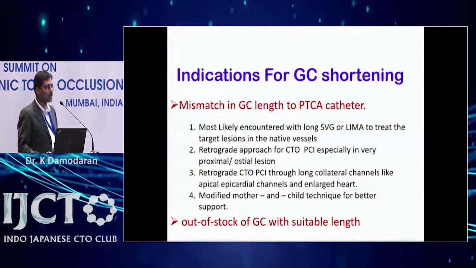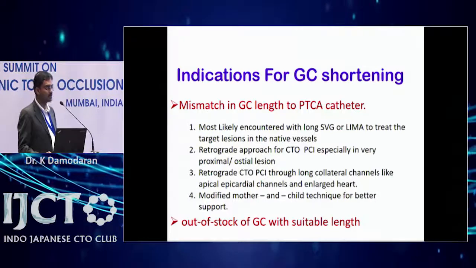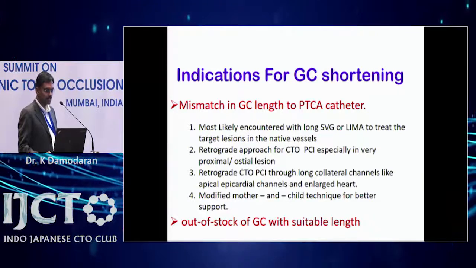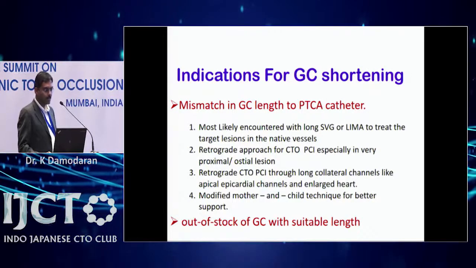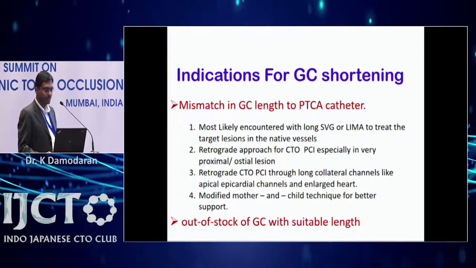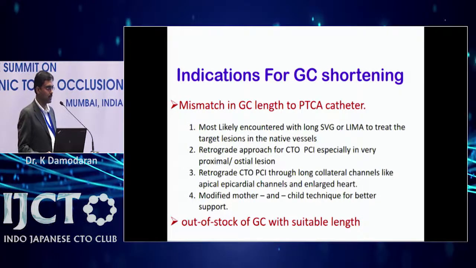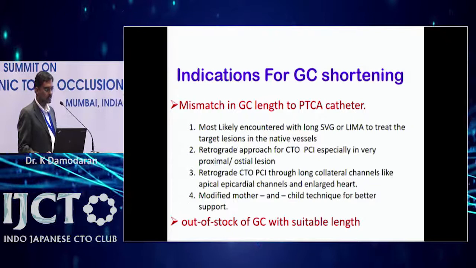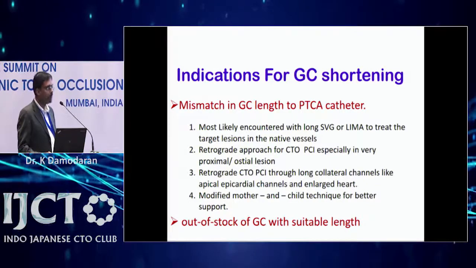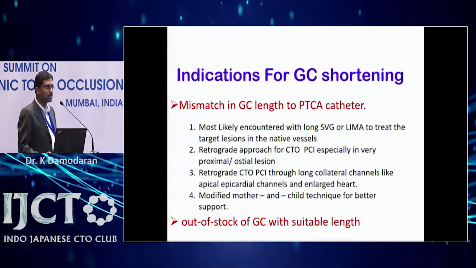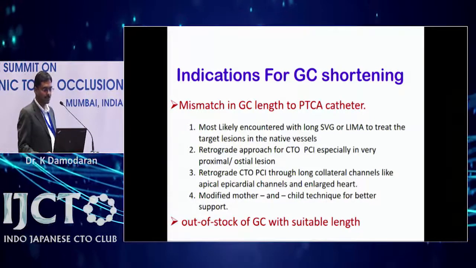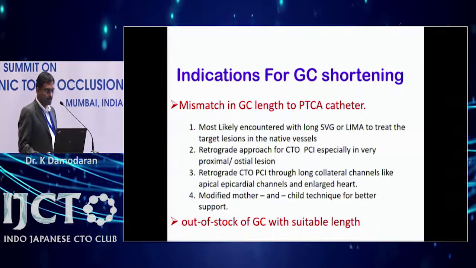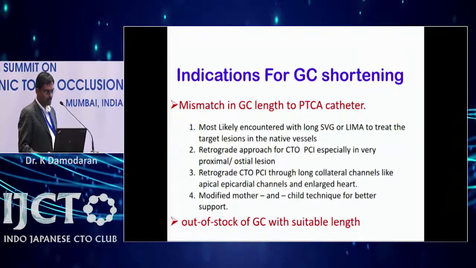So we have to either use a specialized guiding catheter which is available, which is usually not available in many places. So we need to learn the technique of cutting short the guiding catheter. And also in retrograde CTO PCI, when we need to approach the posterior lesion through a retrograde approach, especially when we are going through a long collateral route, that is an epicardial channel, or through an enlarged heart, we need to shorten the guiding catheter so that our standard devices like stents and balloons could reach the lesion. Also, it will be useful as a modified mother and child technique.